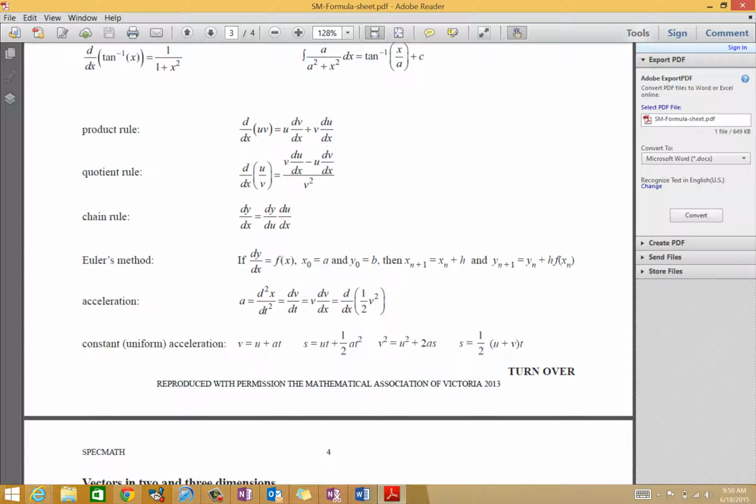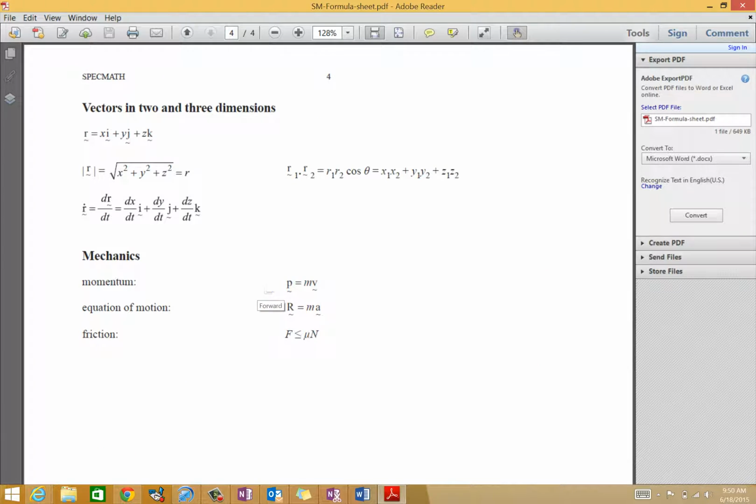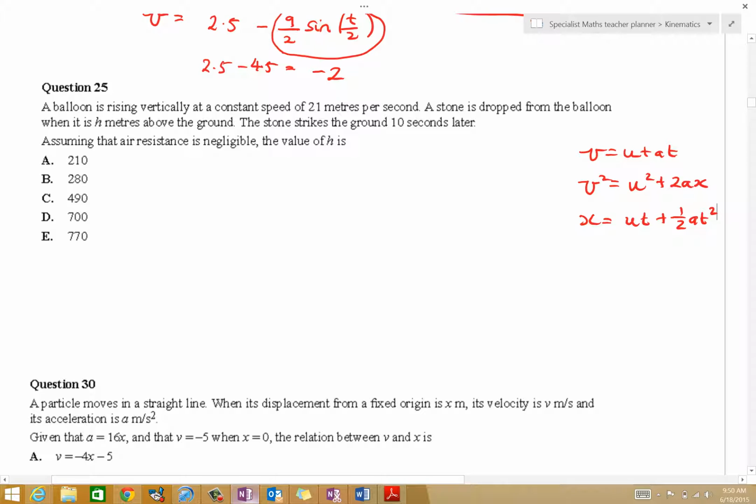Now just remember that your formulas are on your formula sheet. Okay, you can see them there. You don't have to remember them, whether it's exam 1 or exam 2. You won't get too many of them, to be honest. You'll get more of those sort of questions.